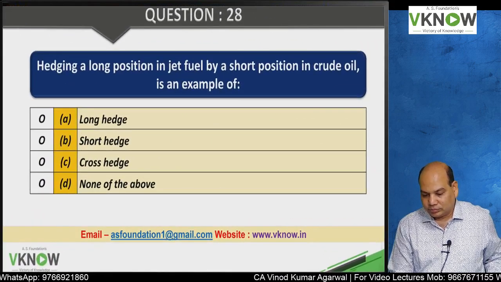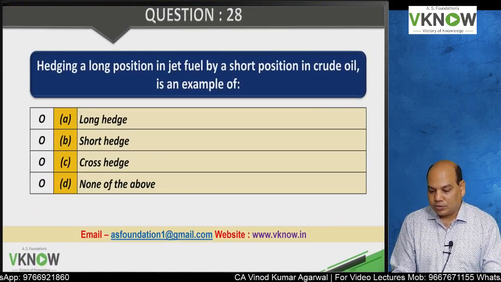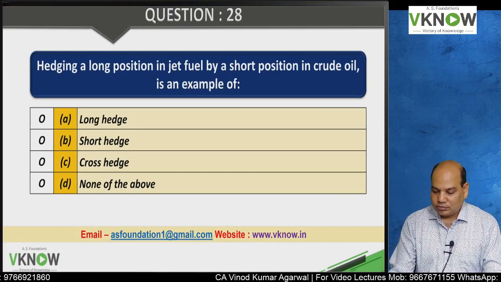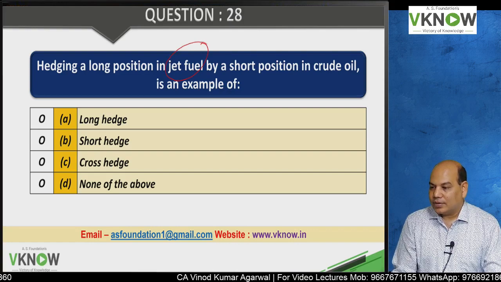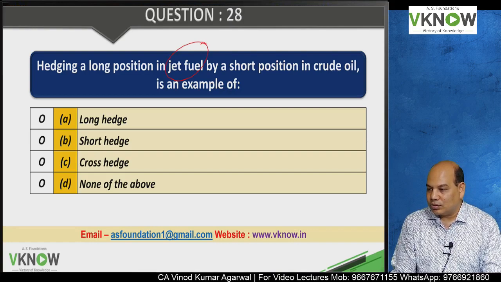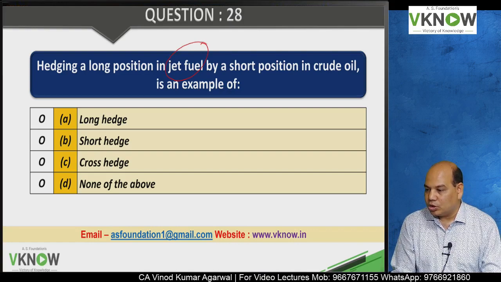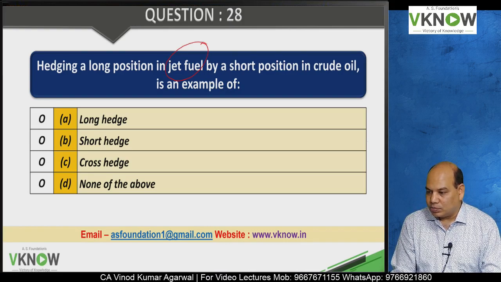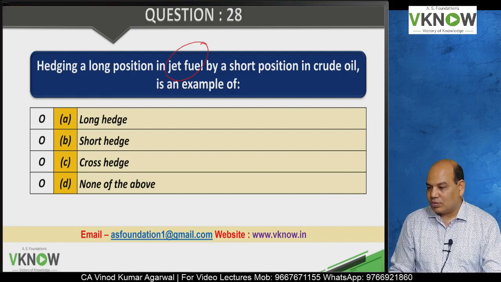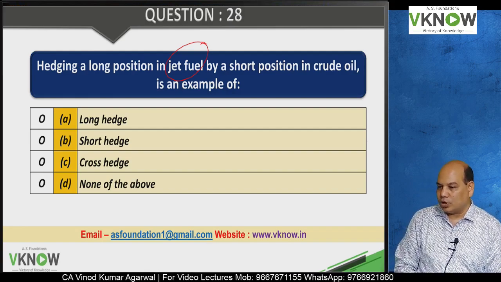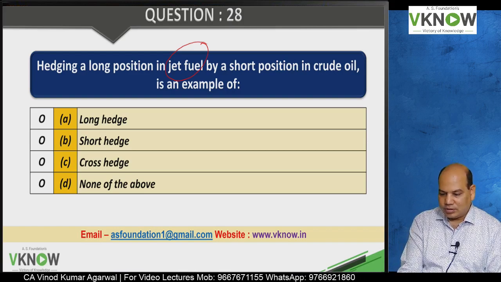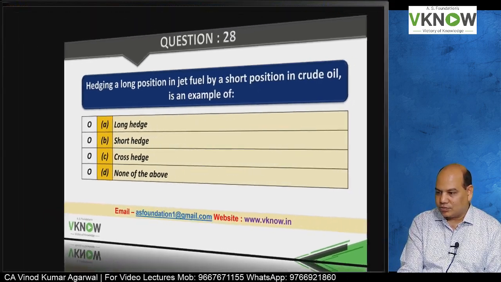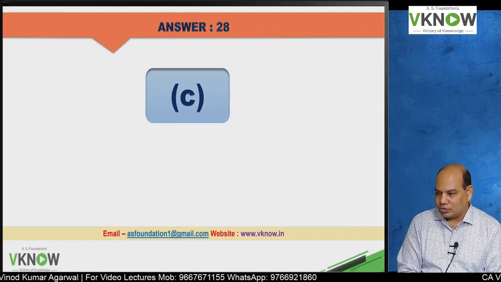28 number. Hedging a long position in jet fuel. This we have discussed in commodity derivative chapter. Long position in jet fuel by a short position in crude oil is called: 28 option C, cross hedge. Two different commodities are used.